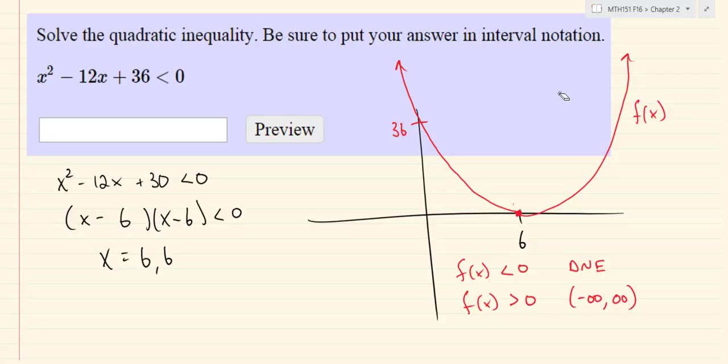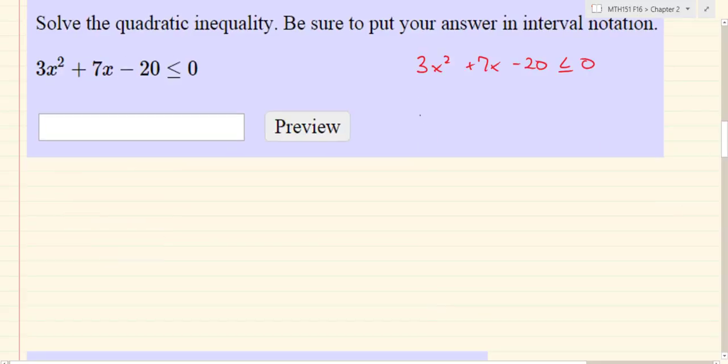And you can see from the graph, y-intercept is 36, that this has no x-coordinates where it's less than 0, where the y-coordinate is less than 0. On the other hand, just for fun, if we ask where this function is greater than 0, everywhere this function is greater than 0, from negative infinity way out here all the way to positive infinity.